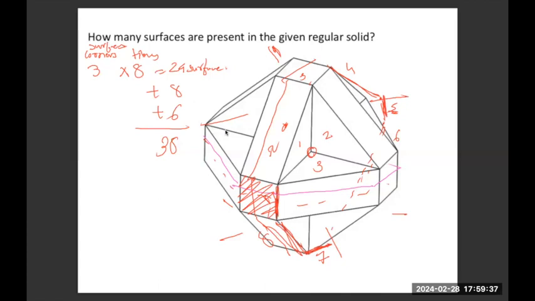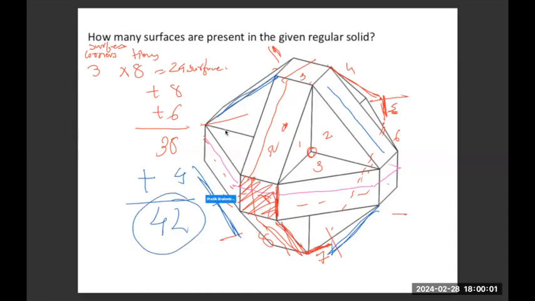Sorry. Besides this, there is one more direction which is left to be counted. This direction has only 4 more surfaces which are left. Which are those 4 surfaces? 1 surface, 2nd surface, a 3rd surface here, and a 4th surface here at angle. Plus 4 surfaces, which yields 42. So the total number of surfaces that one sees in this figure is 42.